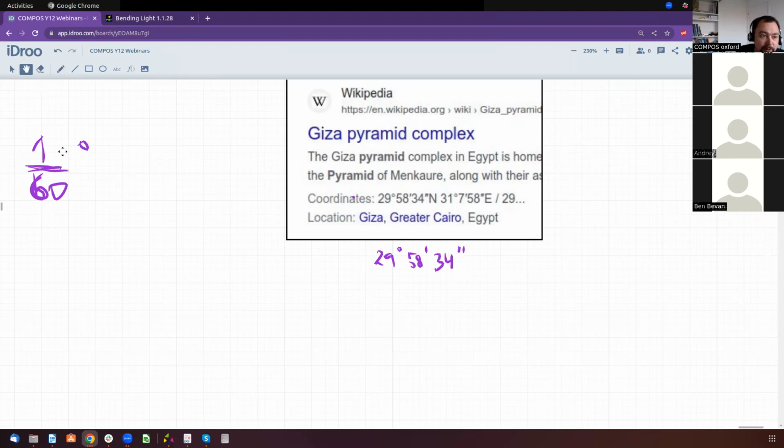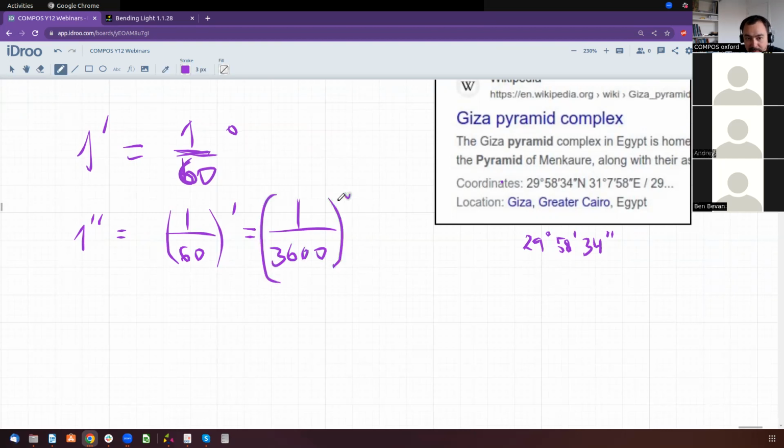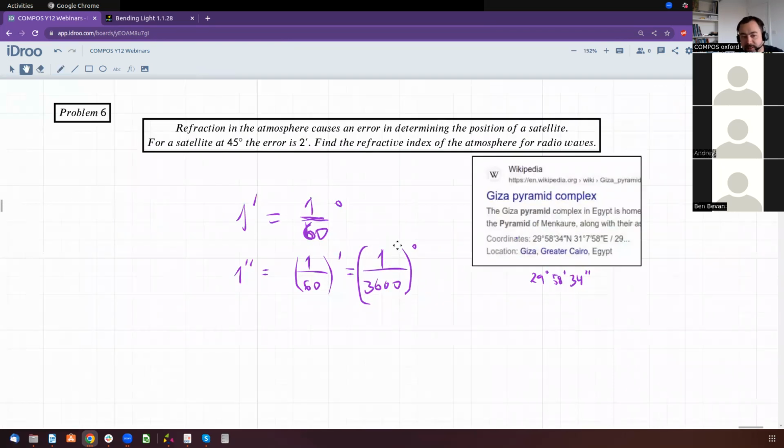So a second, of course. So 1 second is 1/60th of a minute, which is 1/3600th of a degree. Just so that you understand this notation. So when we say 1 minute, we mean 1/60th of a degree, unless we actually mean 1 minute, which is 1/60th of an hour, or in general, a minute is 1/60th of something.